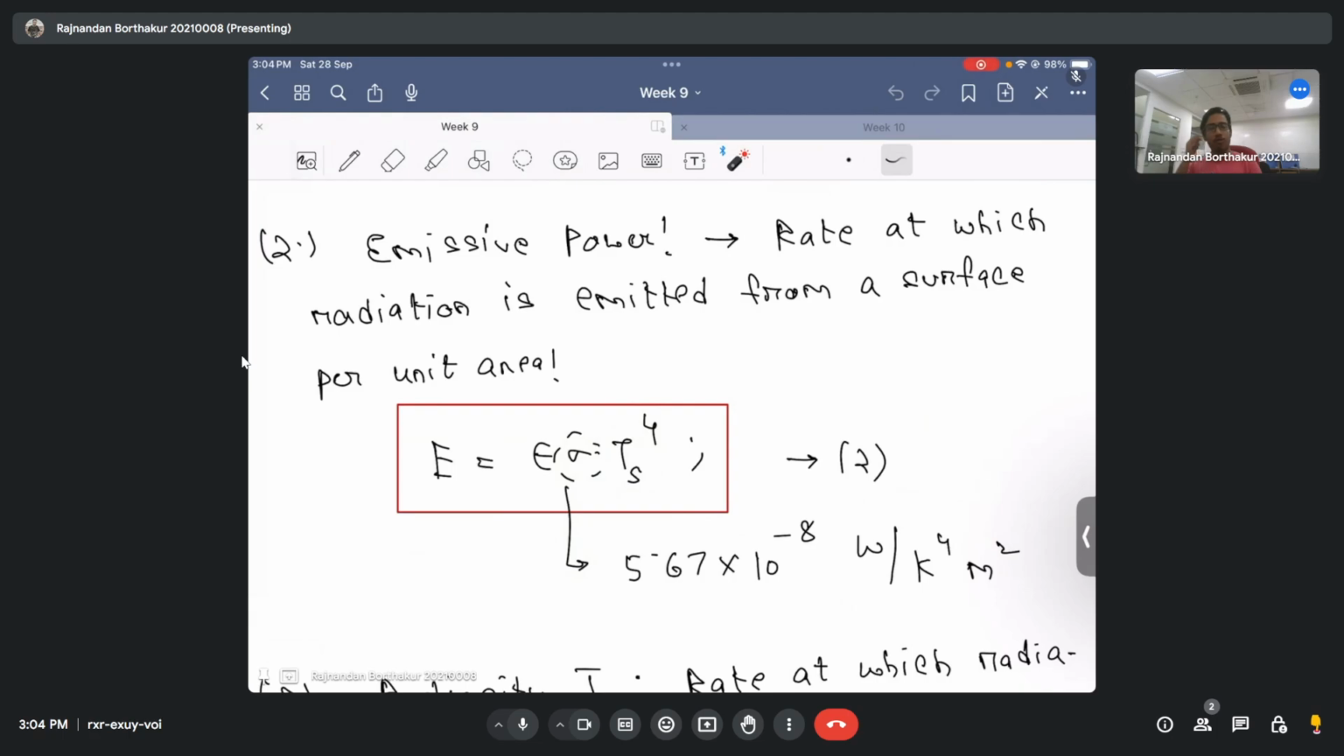If you are considering a real surface instead of a black body, then the emissivity also comes into the picture. In fact, this emissivity is nothing but a total hemispherical emissivity that we will shortly see today when we deal with properties of real surfaces.